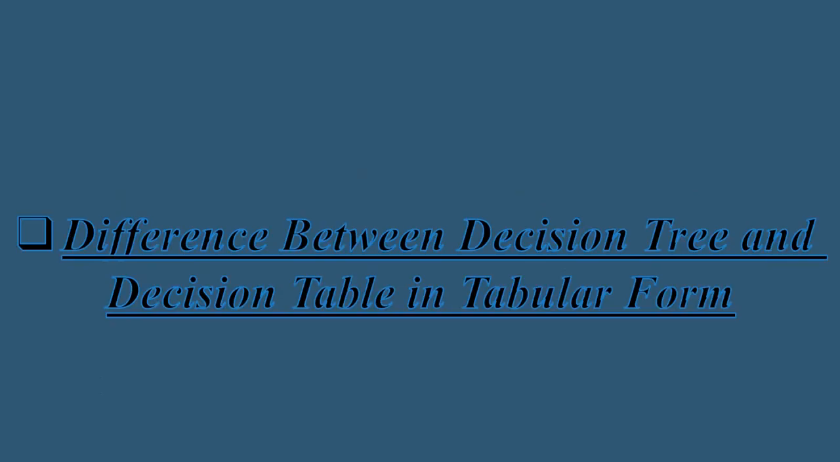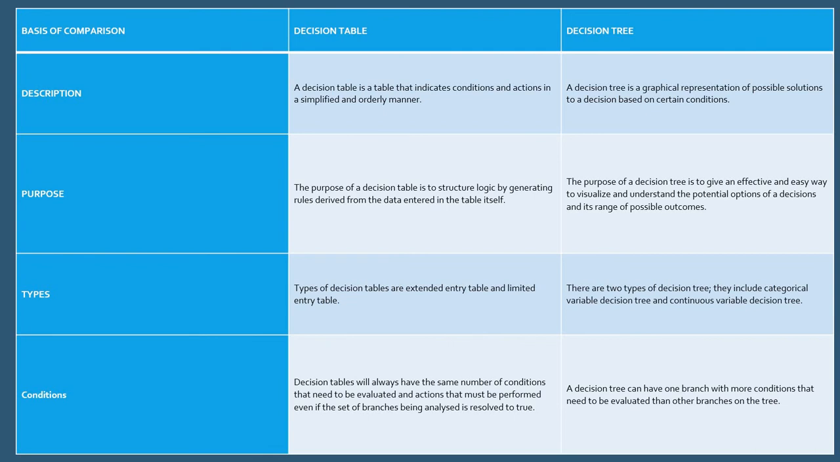Next, we have the difference between the decision tree and decision table. Right? The basis of comparison. First, description. A decision table is a table that indicates condition and action in a simplified and orderly manner, whereas a decision tree is a graphical representation of possible solutions to a decision based on certain conditions.